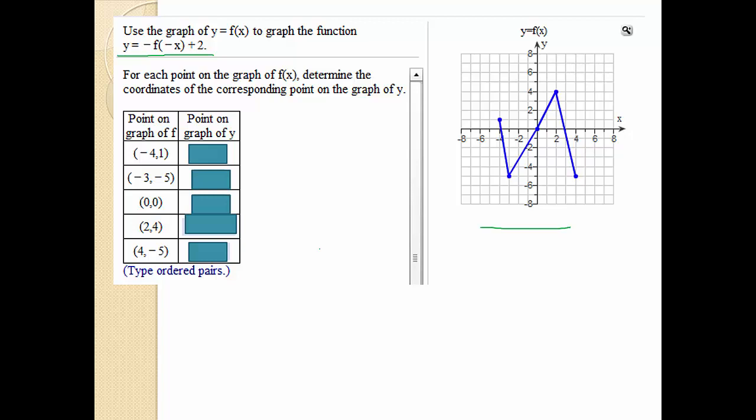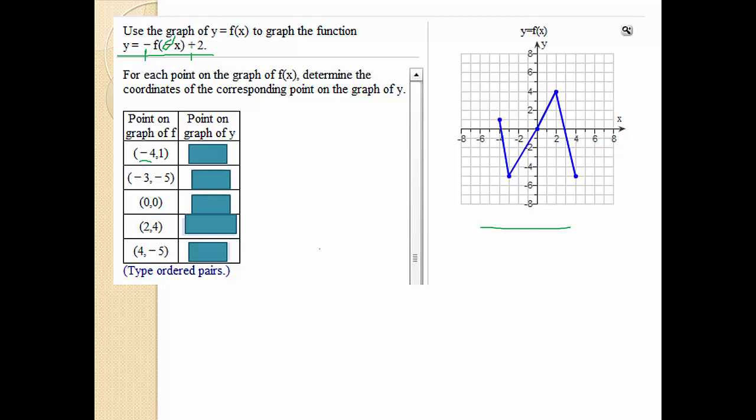So remember, anything inside the function has a horizontal effect. Inside the function affects the x coordinates. That's this one. This is the only thing that's inside, right? The only thing that's going to affect the x coordinates is the minus sign. Outside the function, we have the minus sign here, and we have the plus 2. All right, so let's do that. Let's look at our first point, minus 4, 1. The only thing affecting the minus 4 is the minus sign, so that's going to be plus 4.